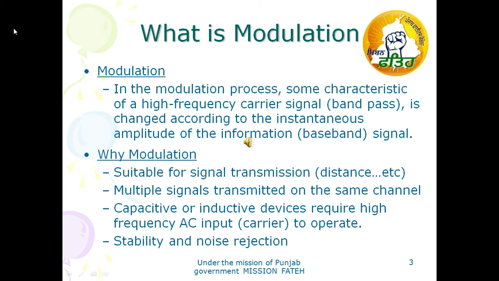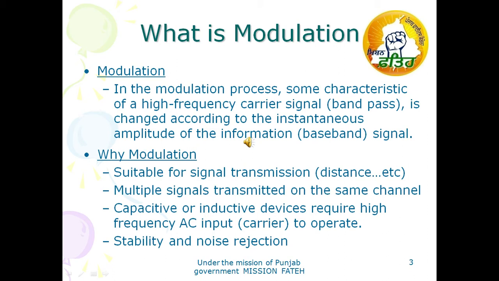Modulation. What is modulation? Modulation is the process in which some characteristics like amplitude, frequency and phase of a high frequency carrier signal is changed according to the instantaneous value of the amplitude of the information signal or modulating signal. It means the modulating signal or information signal is superimposed upon the high frequency carrier signal. That is called modulation.